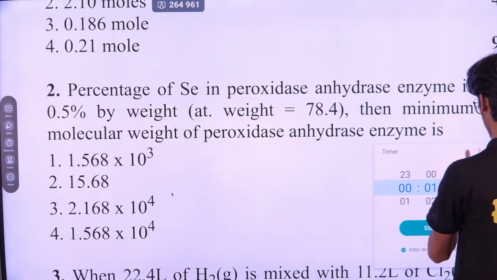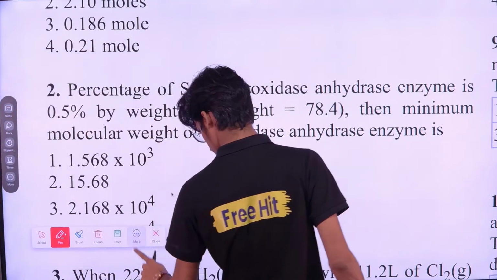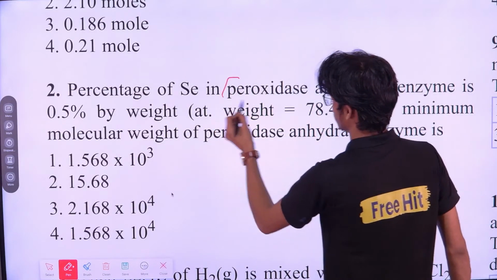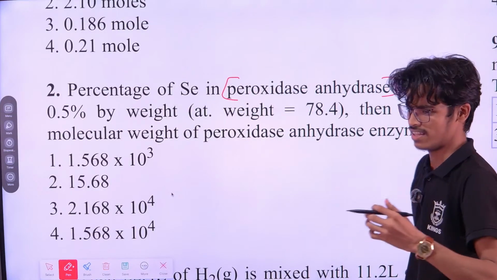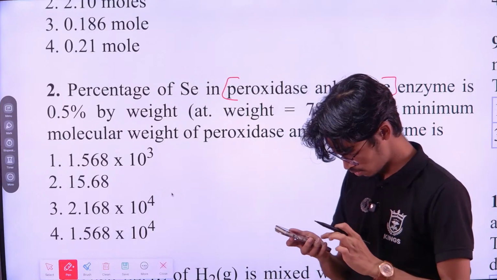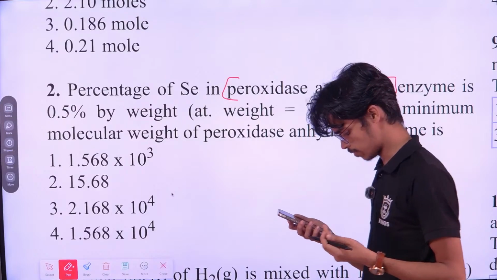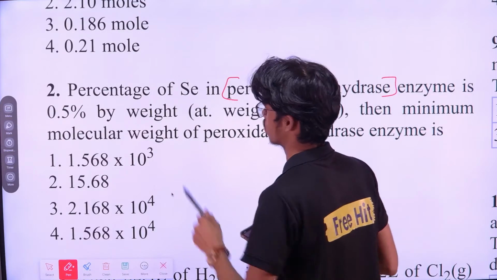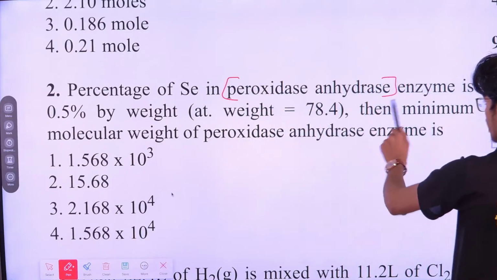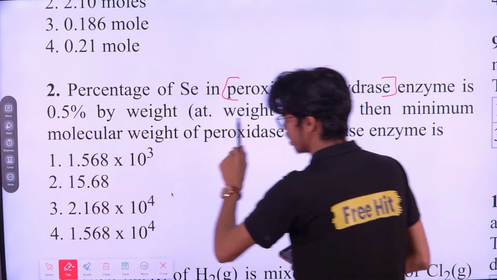Got it. So just keep it here. Okay, now let's see. The question is, we do not know what this peroxidase anhydrase is. Look, they are not going to give you some compound which you don't even know about. So no answers are there right now. Try to give the answers. So question number 2: percentage of selenium in peroxidase anhydrase enzyme is 0.5% by weight.